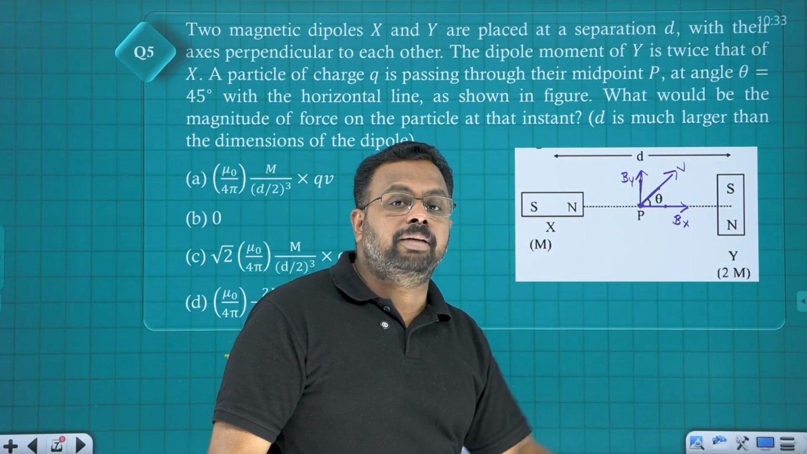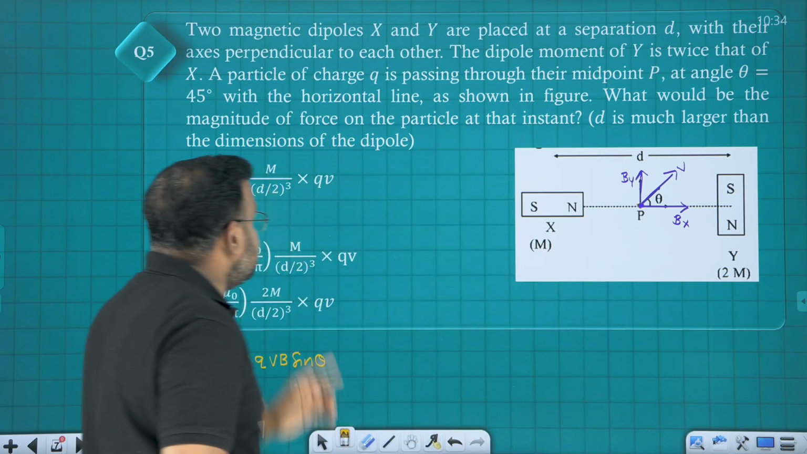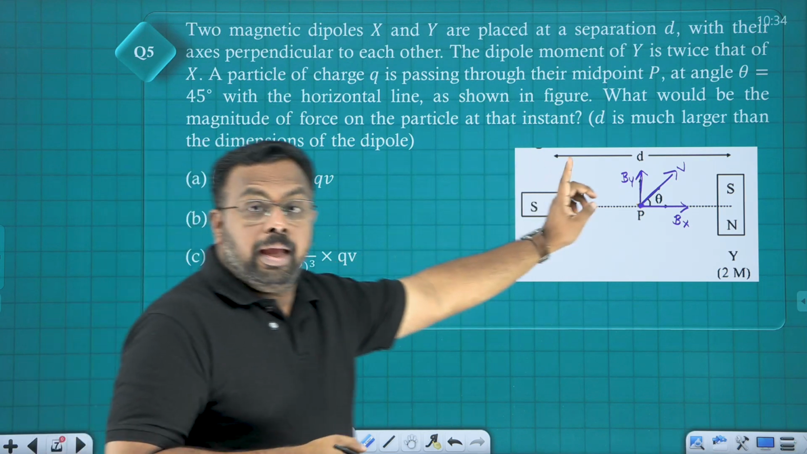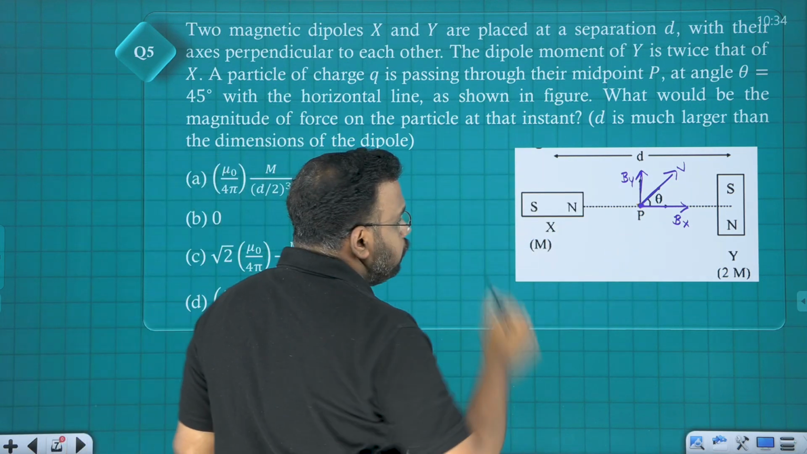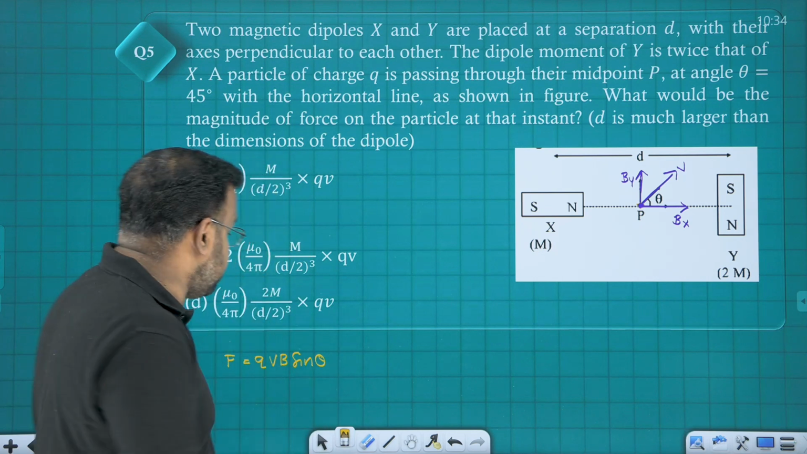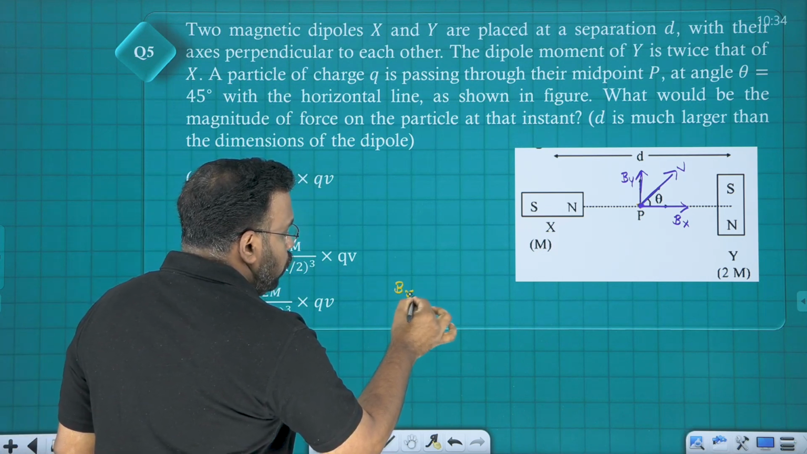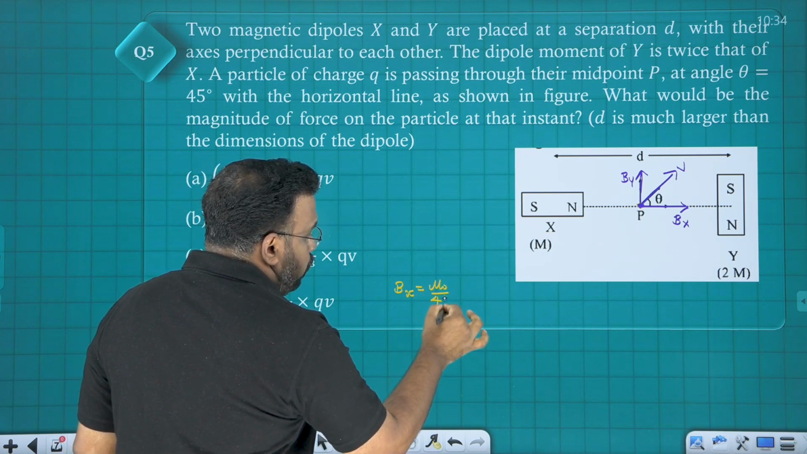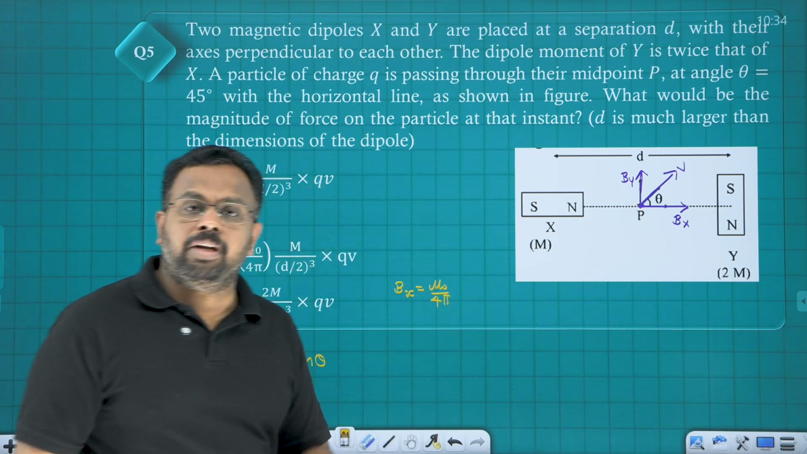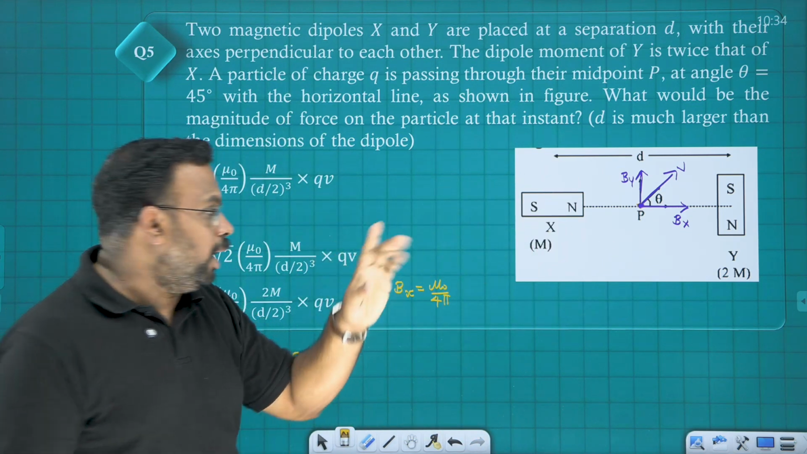So first we need to write the magnitudes. Let's check what is Bx. Bx is on the axial line. So if you are taking the dipole moment of x as mx, what will be the formula for Bx? I am writing it here. Bx is equal to, we have a formula, it is mu naught by 4 pi. What is the formula for magnetic field at a point on the axial line? It is mu naught by 4 pi into 2m by r cube.